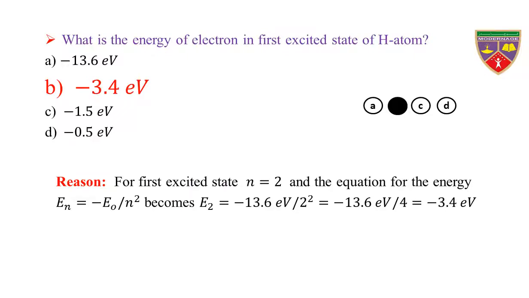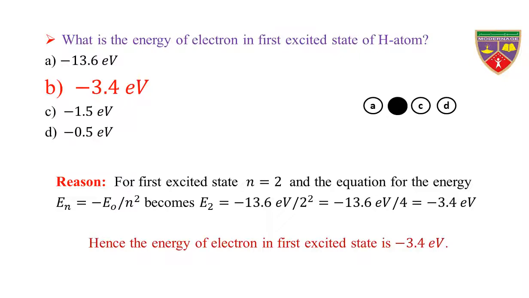Reason: for the first excited state, n is equal to 2, and the equation for the energy is En is equal to minus E naught divided by n square. E2 is equal to minus 13.6 electron volt, which is the value of E naught, the ground state energy, divided by 2 square, which is equal to minus 13.6 electron volt divided by 4, which is equal to minus 3.4 electron volt. Hence, the energy of electron in first excited state is minus 3.4 electron volts.